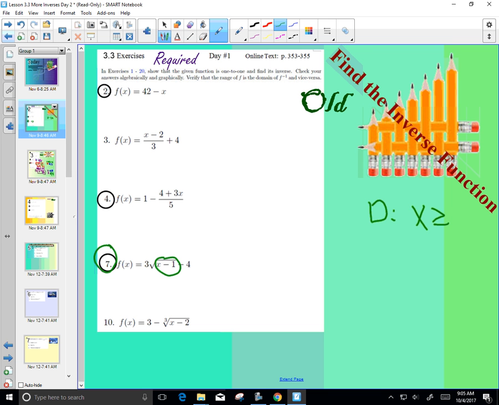So anything bigger or smaller than 1? 2, 3, yeah, those will all work. So the domain of this one is x greater than or equal to 1, right? Now, I want to find the range, but before I find the range there, I'm going to find the inverse. So x is equal to 3 square root y minus 1 minus 4.